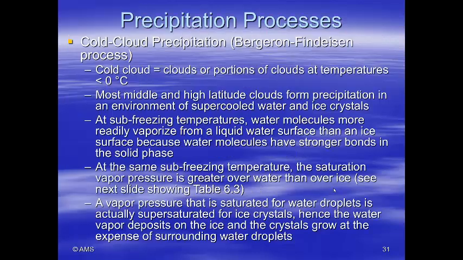If we have cold cloud precipitation, cold clouds, or portions of clouds at temperatures less than 0 degrees, these are mostly high and middle altitude clouds, and they form precipitation in an environment of supercooled water and ice crystals.